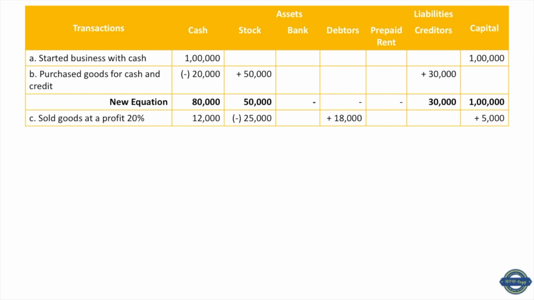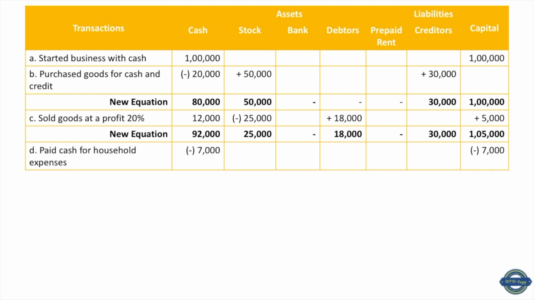This was sold for sales price of rupees 30,000, out of which cash has been received. So we will add cash rupees 12,000 and the rest of the amount will be added into the debtors column as we are yet to receive the full amount.